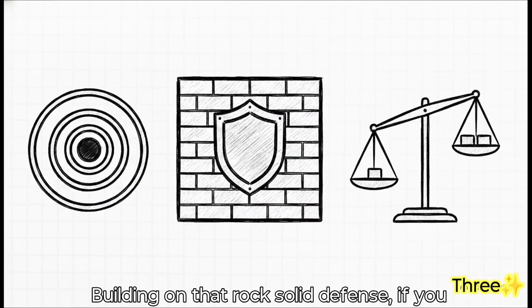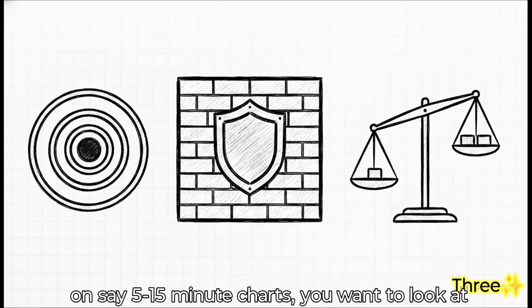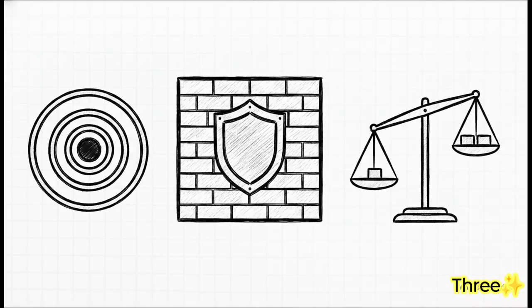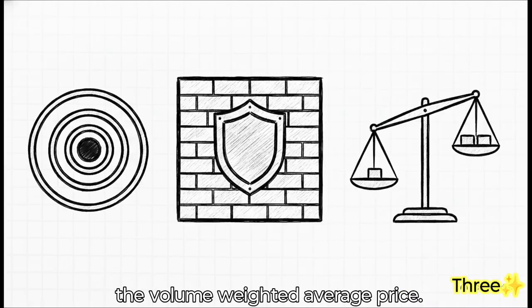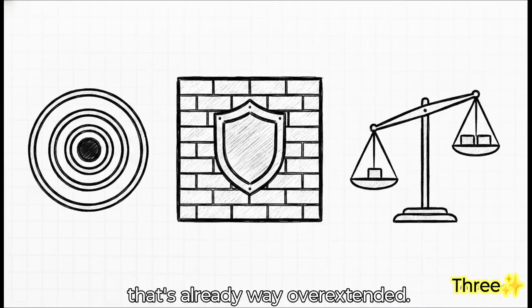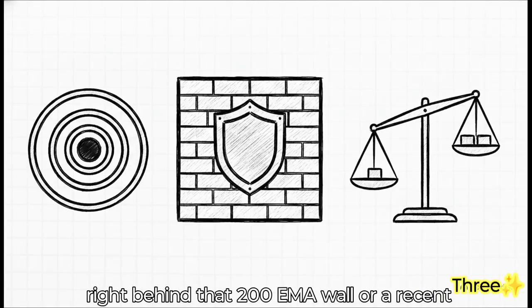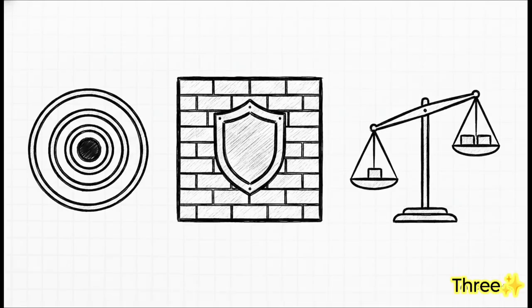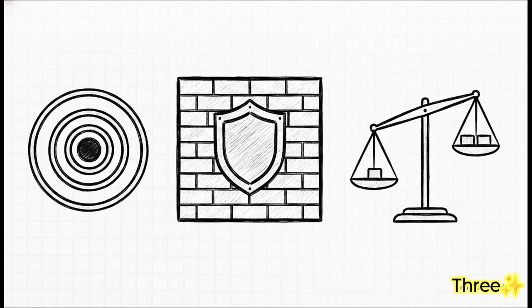Building on that rock-solid defense, if you want intraday precision, especially if you're on, say, 5 to 15-minute charts, you want to look at entering your trades near the VWAP. That's the volume-weighted average price. Doing this prevents you from chasing a move that's already way overextended. And for defense, just tuck your stop-loss right behind that 200 EMA wall or a recent swing low. For a trade to stop you out, the price literally has to break through a major structural wall.